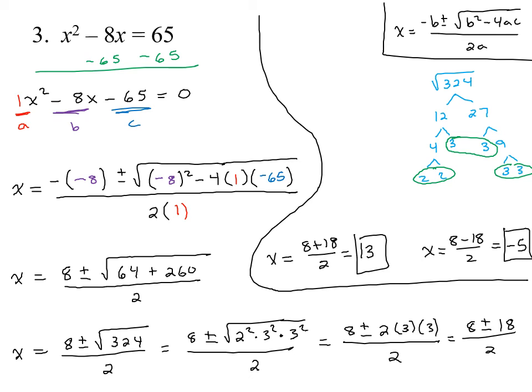So if you were to come up with that factoring wise, two numbers that multiply to 65 that add or subtract to give you 8 would be 13 and 5. But like I said, you can always do the quadratic formula.